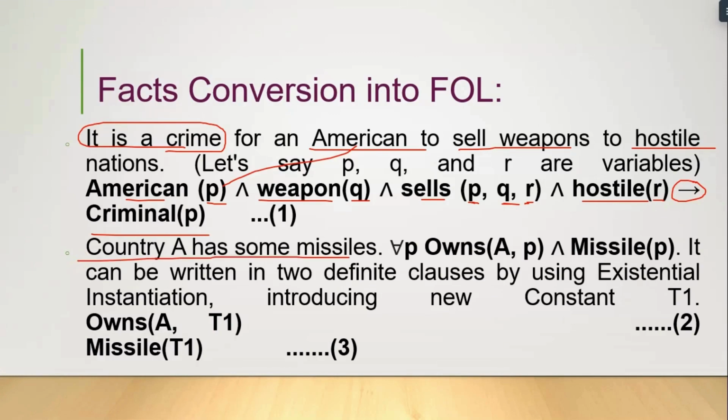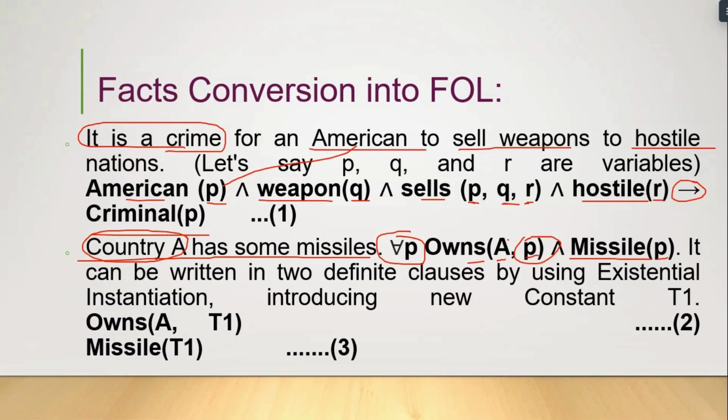So which country has missiles? Here we can say owns. There exists P such that owns A, P and missile of P. So this sentence is different from the previous sentence because here the country A has some missiles. So what is P here? A is what we call unification, right?